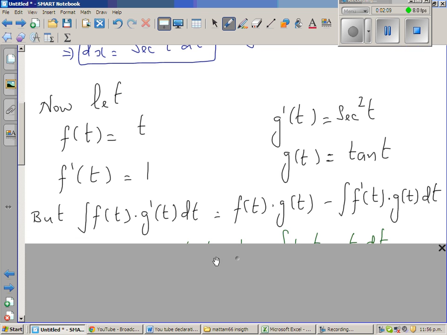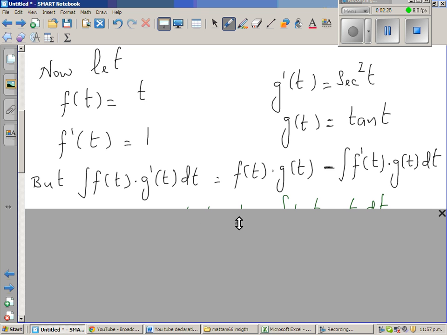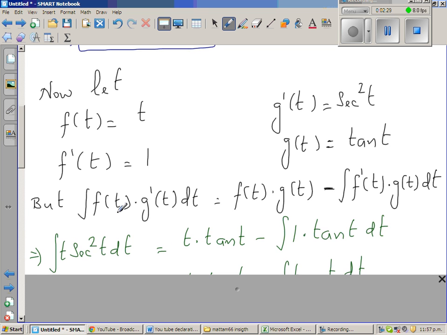And this is the formula of integration by parts: the integration of f of t times g prime t dt is f of t times g of t minus the integration of f prime t times g of t dt. So I just have to substitute the values. Here f of t is t and g prime is sec squared, so we multiply these two, minus the integration of the product of the other two. If you set out like this, it's easy to remember. That is f prime t is 1 times g of t is tan t.